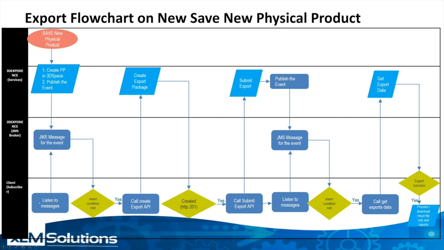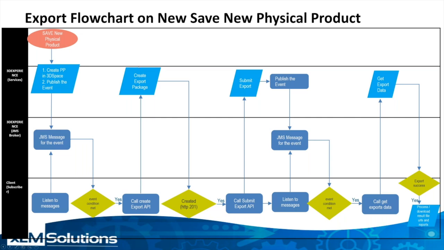And my listener, which is the lower lane in the swim lane, is listening and catching this message and reading it and checking, is this my event? Is this a create event of a physical product? Yes, that's the correct condition. Okay, now let's define what I need to do for this physical product. I want to extract the native file, yes or no. Do I need the derived output, yes or no, metadata, etc., etc.